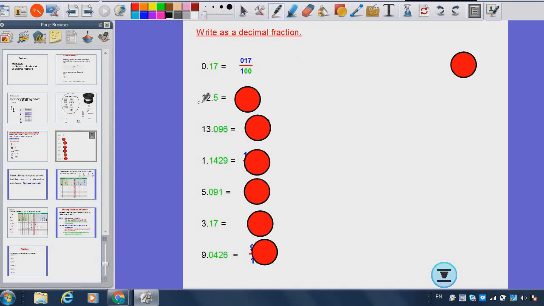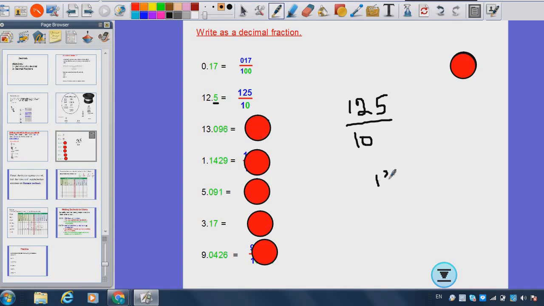So the second one, 12.5. So the first thing I am going to do is I will remove the decimal point. So it will be 125 over 1. I have only one number after the decimal point, so I will put only 1 zero. So it will be 125 divided by 10.